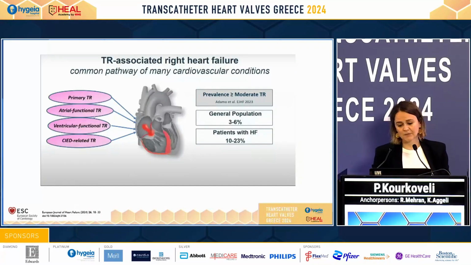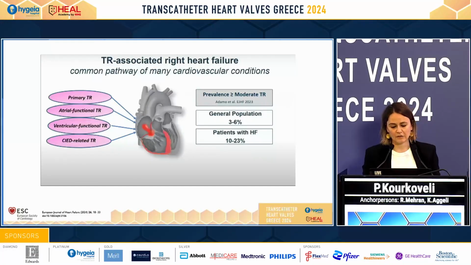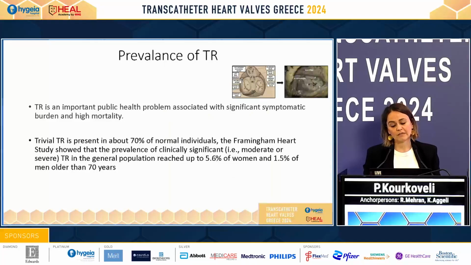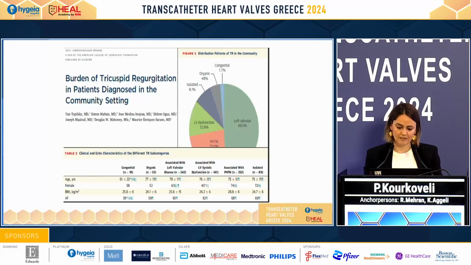The mechanisms associated with right heart failure and TR could be multifactorial, and it took more than 200 years since the first recorded description of a diseased tricuspid valve to recognize tricuspid regurgitation as a health problem with high mortality. The Framingham Heart Study showed that the prevalence of clinically significant tricuspid regurgitation in the general population reached up to 5.6% in women and 1.5% in men older than 70 years old.